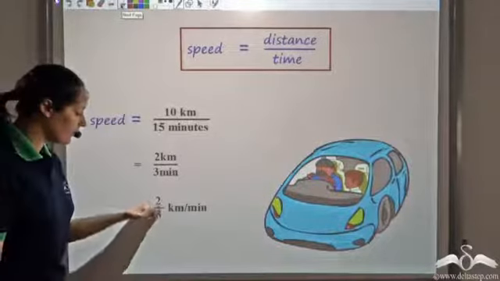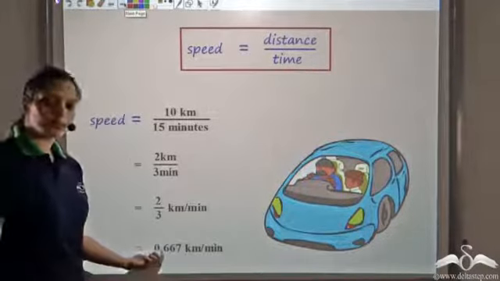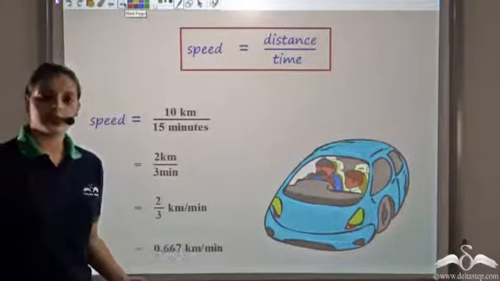Now this I can divide 2 by 3 and express it as a decimal number. So this gives me 0.667 kilometers per minute.